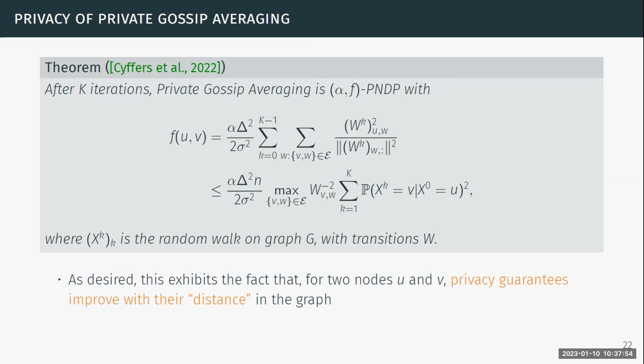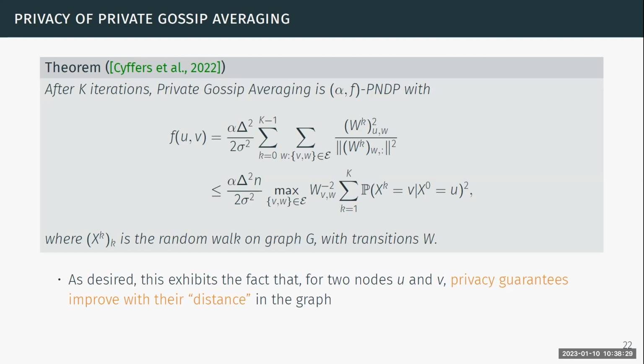So that's nice. And then what we can show to get a little bit more intuition is that this is upper bounded by a quantity that depends on the probability of a random walk starting at user U getting to user V in k steps. Okay, so the privacy guarantee essentially gets better with a certain notion of distance in the graph, which is the probability that, doing a random walk with respect to the transition defined by the matrix W, you get from a user U to a user V in k steps.